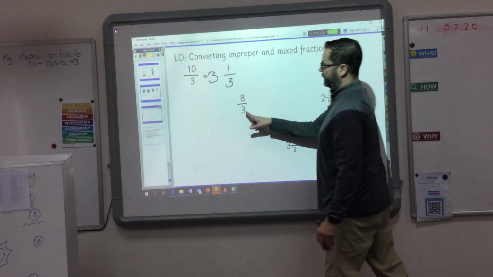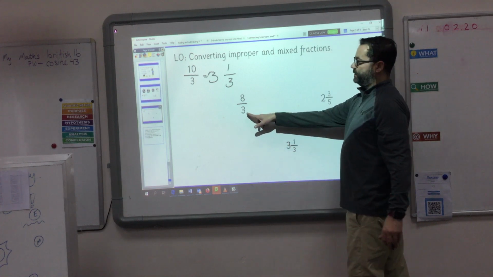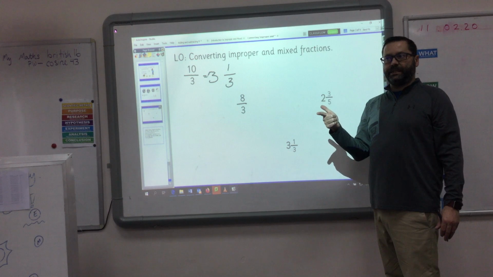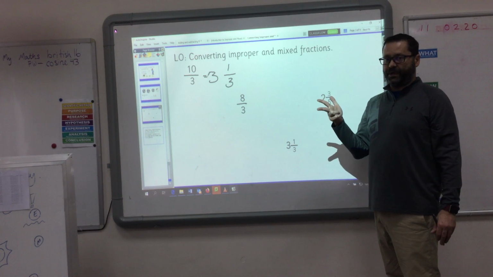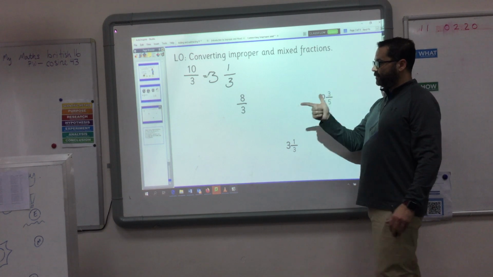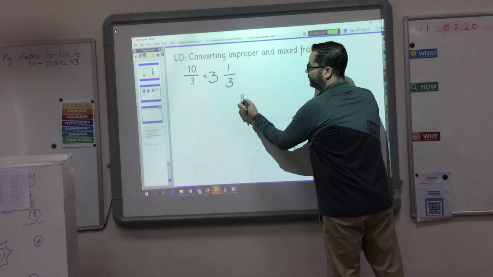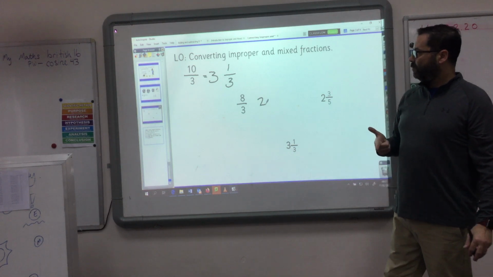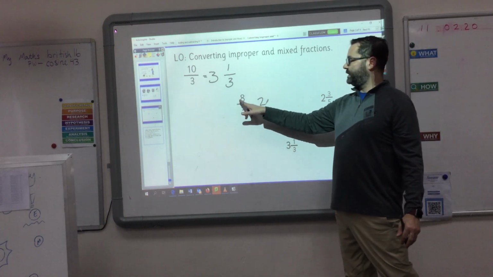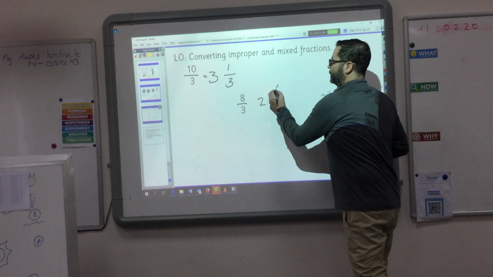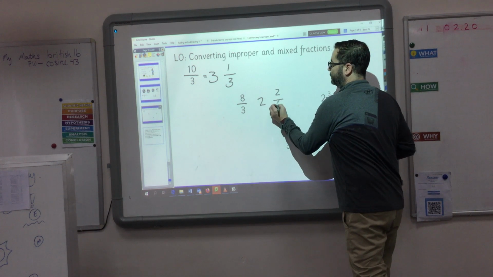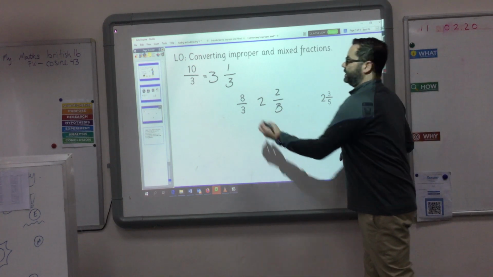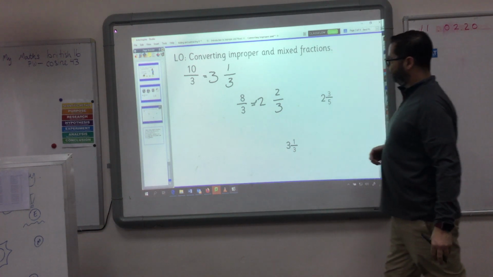Okay, let's take a look at 8/3. How many times does 3 go into 8? Well, I know once is 3, 2 is 6, 3 is 9, which is too much. So I know for sure 3 can go into 8 2 whole times, okay, which is 6, and the difference between 6 and 8 is 2, so there will be 2 left over, okay? So 8/3 is the same as 2 and 2/3.